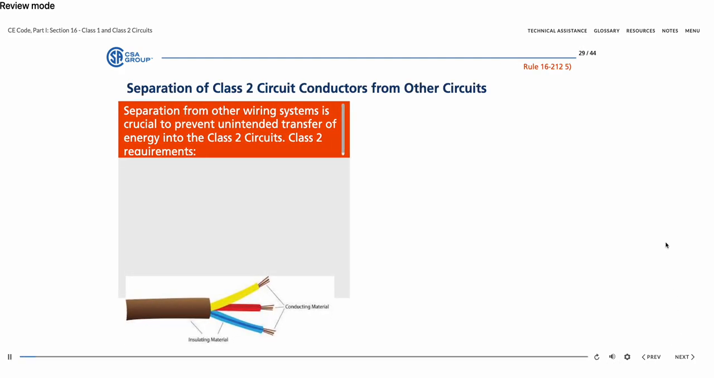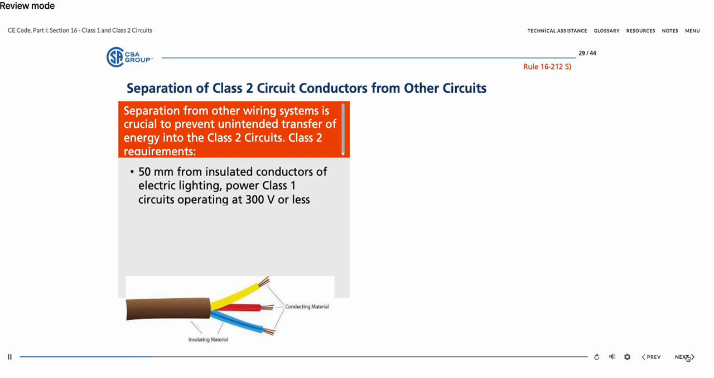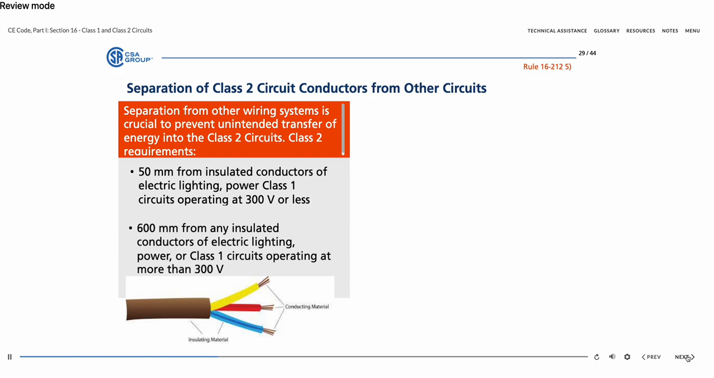Since the requirements for the wiring methods for Class 2 circuits are less rigorous than for other circuit types, separation from other wiring systems is crucial to prevent an unintended transfer of energy into the Class 2 circuit. As a result, Class 2 circuits must be separated at least 50 millimeters from insulated conductors of electric lighting, power, or Class 1 circuits operating at 300 volts or less, and 600 millimeters from any insulated conductors of electric lighting, power, or Class 1 circuits operating at more than 300 volts.